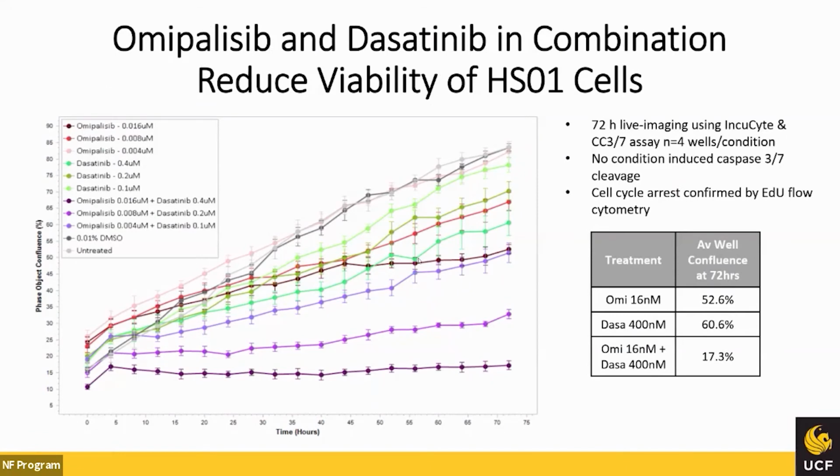We conducted a live imaging study of HSO1 cells grown in the presence of omepallisib and dasatinib alone and together at 3 concentrations. Proliferation was assessed by well confluence, and cell death was measured with a fluorescent cleaved caspase indicator. Only well confluence results are shown because no condition induced caspase activation. There was a synergistic and dose-dependent decrease in cell proliferation for the drug combinations compared to single drugs at the same concentration beginning after 8 hours of treatment. At 72 hours, cells treated with the highest dose of each drug showed that OMI-treated cells were 52% confluent, DASA-treated cells were 60% confluent, and cells treated with the combination were only 17% confluent.